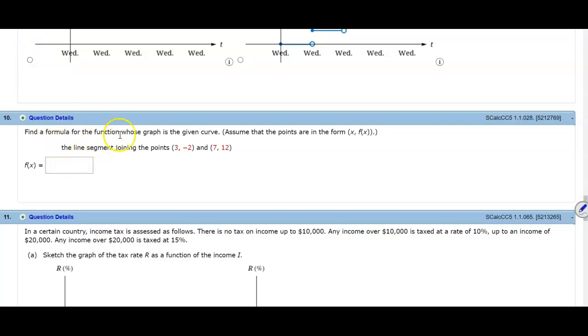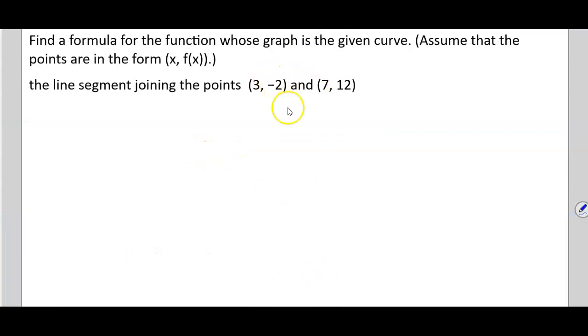Find a formula for the function whose graph is the given curve. We want to assume that the points are in the form of x, f of x, and the line segment joining the points are (3, -2) and (7, 12). So let's go ahead and do that.